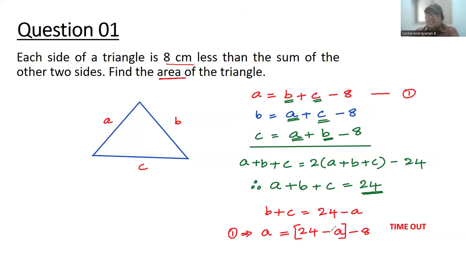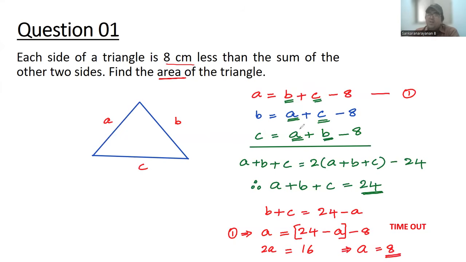Now, this results in taking that minus A to the left-hand side. I can see that it becomes 2A is equal to 24 minus 8, which comes here as 16. Okay, 24 minus A minus 8 when you do, minus A goes to the left-hand side, 2A is equal to 24 minus 8, that is equal to 16. And that gets me A equal to 8.